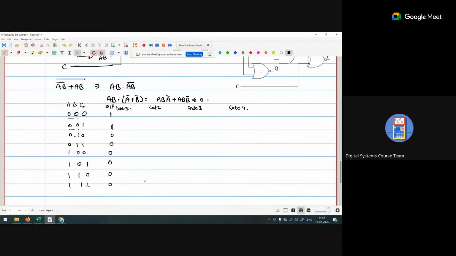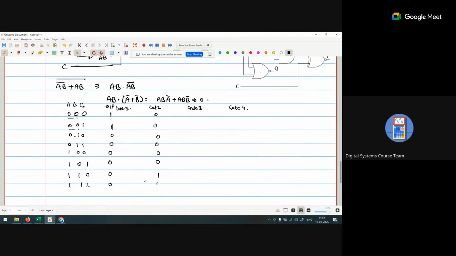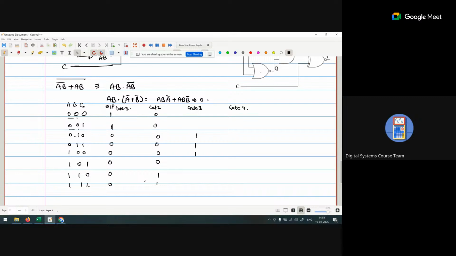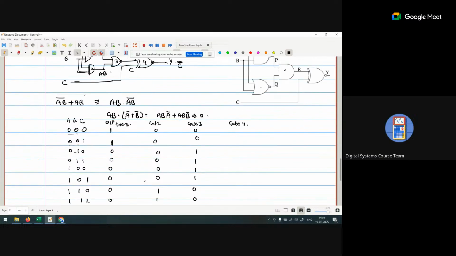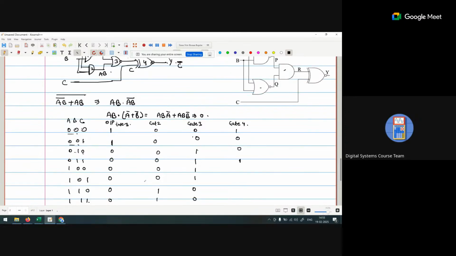Okay, in gate 2, these two outputs are 1. Both are 0. In the XNOR gate, that is fine. Now with respect to C, 0 and 0 XNOR is 1, 0 1 XNOR is 0, 0 1 XNOR is 0, and so on.